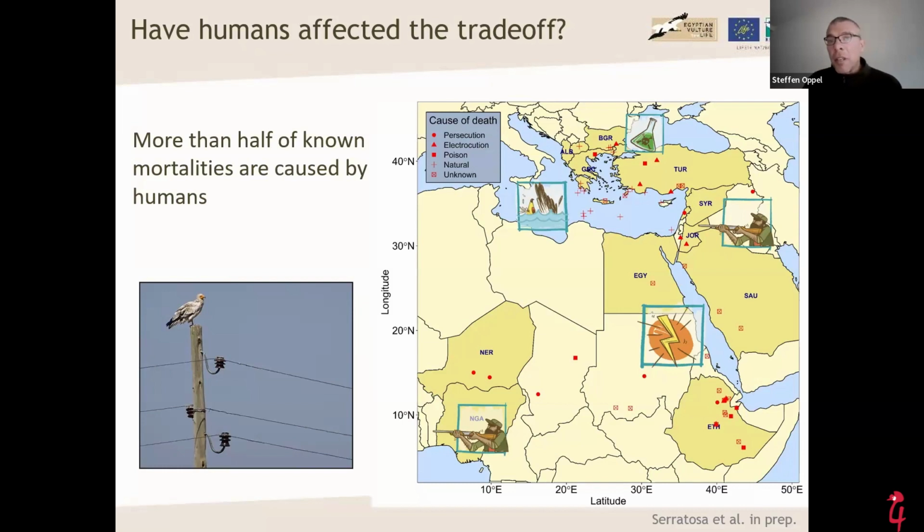This map shows you for the birds that we tagged in the Balkans, the cause of death on a map. And the symbols are a bit small, but the round points are persecution, so birds being shot in Niger or in Iraq. We have electrocution mortality, which is very high in breeding grounds, but also in places like Ethiopia and the Middle East. And we have poisoning, which is also a big problem along the entire flyway. So more than half of all the known mortalities of the Egyptian vultures that we tracked were caused by humans.